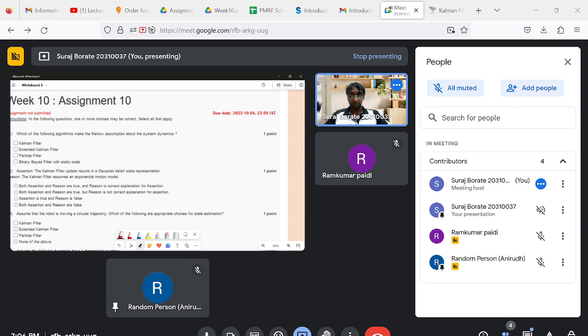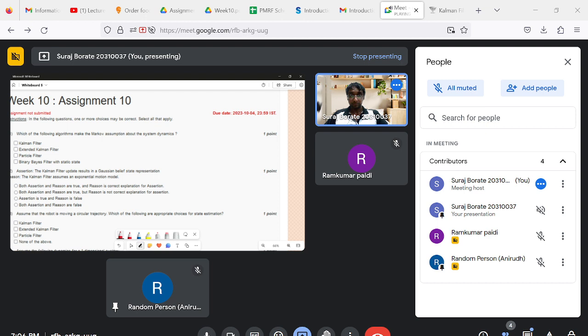So welcome to week 10 assignment 10 TA session for Introduction to Robotics. I am your TA Suraj Borate from IIT Gandhinagar, PhD student. This assignment has been repeated this year, so I won't be solving it completely, but I will give you some hints and how to think about the questions, so that will be useful. And I will discuss some of the theory.